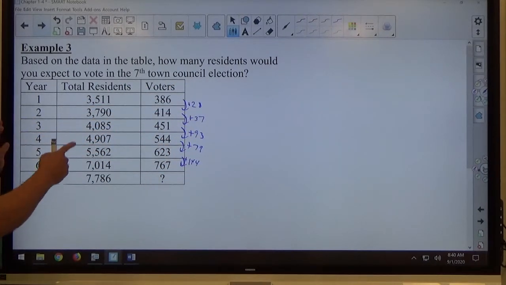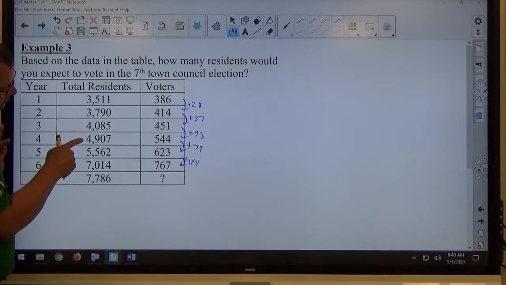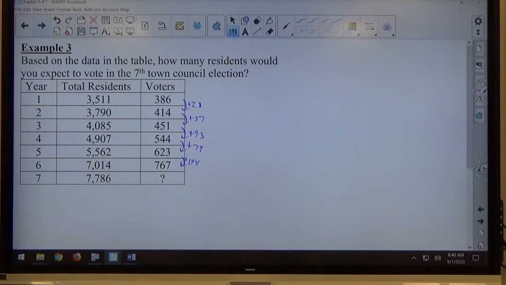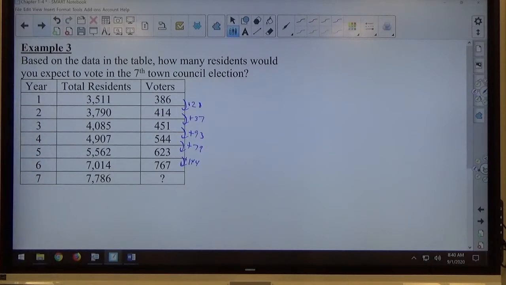And I mean, this went up by 200 and something, this went up by almost 300, this went up by 800 and something, this went up by a little over 600, almost 500. So there's not any specific amount it's going up by each time, so it's not your basic pattern.